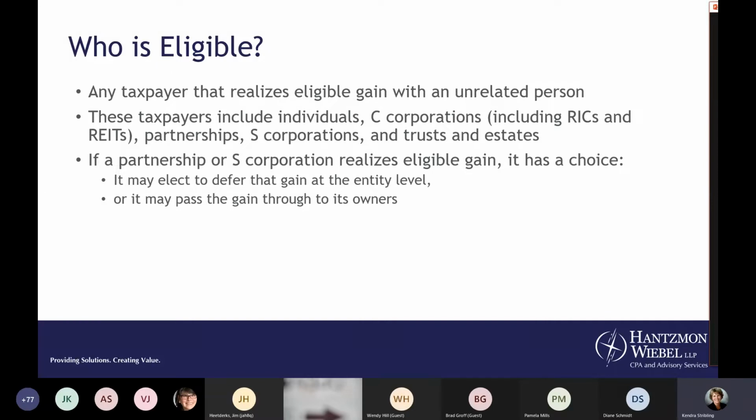Any taxpayer that realizes eligible gain with an unrelated person may elect to defer that gain under the Qualified Opportunity Zone regulations. These taxpayers include individuals, C corporations, partnerships, S corps, and trusts and estates. Partnerships or S corporations realizing eligible gain have a choice to either elect to defer that gain at the entity level or to pass the gain through to its owners, who are then free to make their own decision on deferral.